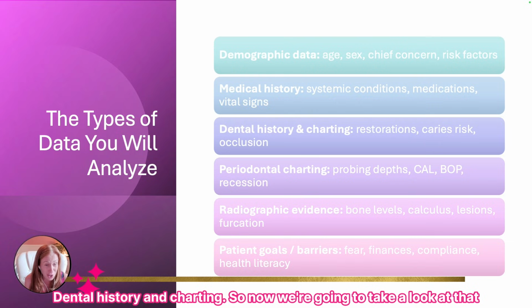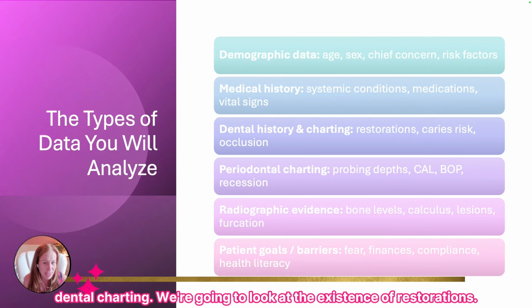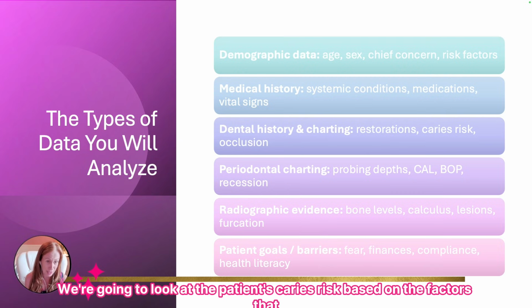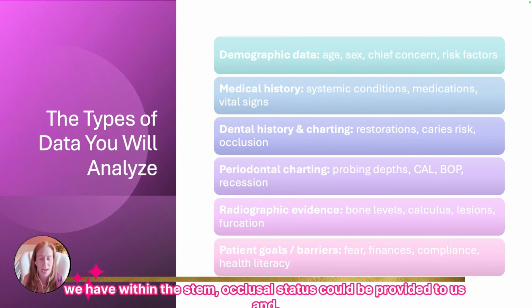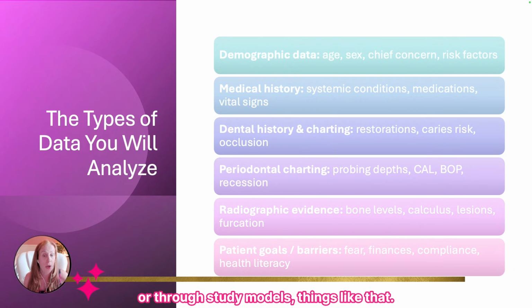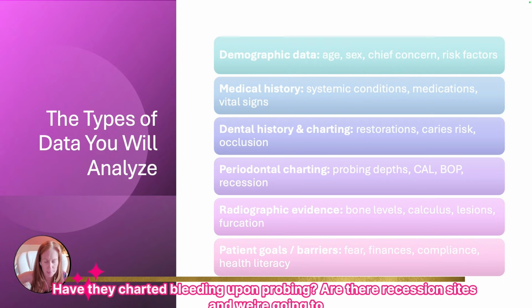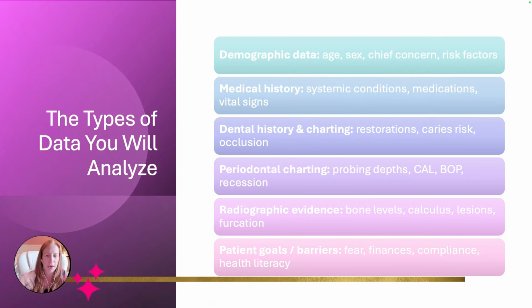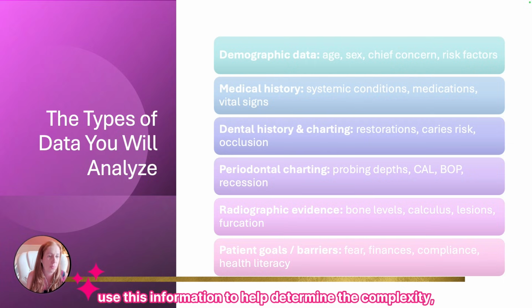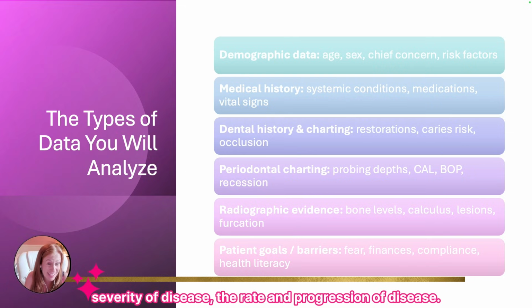Dental history and charting. So now we're going to take a look at that dental charting. We're going to look at the existence of restorations. We're going to look at the patient's caries risk based on the factors that we have within the system. Occlusal status could be provided to us or through study models, things like that. We also want to look at perio charting. So probe depths. Is there clinical attachment loss? Have they charted bleeding upon probing? Are there recession sites? And we're going to use this information to help determine the complexity, severity of disease, the rate and progression of disease.